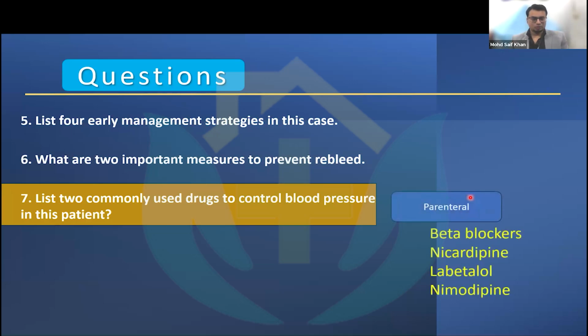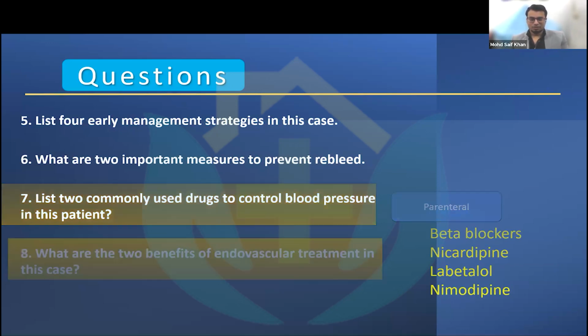Okay, these are things. Nimodipine, you can say this is a cerebral vasodilator, but it is available as an oral form, no IV nimodipine. Still it is being used to prevent vasospasm, you can say that, but not to control the blood pressure. So nimodipine is out of the list. I'm sorry I mentioned it here, but this is not the drug to control the blood pressure.